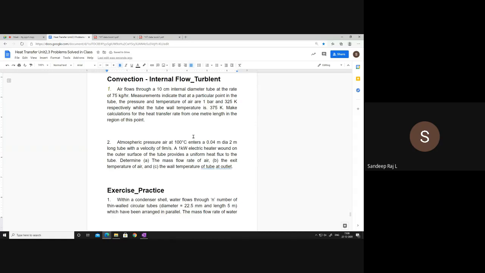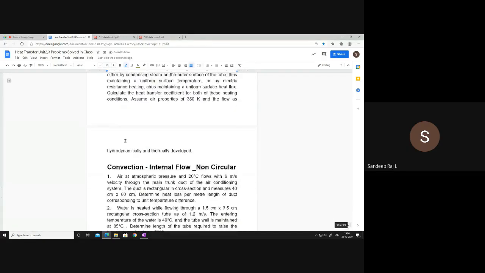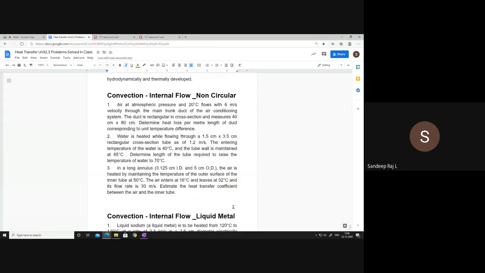See, in a given question, you don't know whether it is laminar or turbulent. I'm giving headings here so that you will be in a position to solve questions from so and so thing. It's not like you will be knowing it in advance. In the exam, you will not know. You have to find it out. Next model here will be to solve a non-circular one.